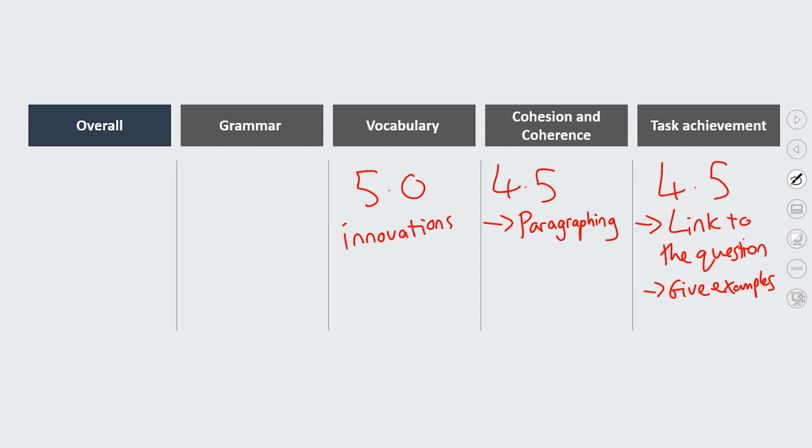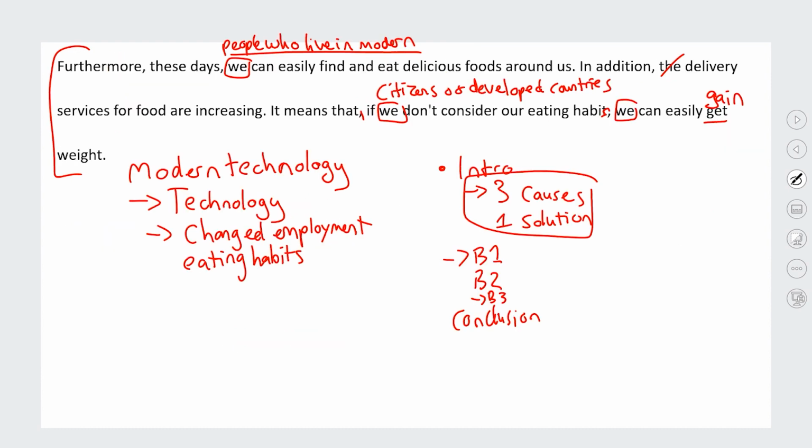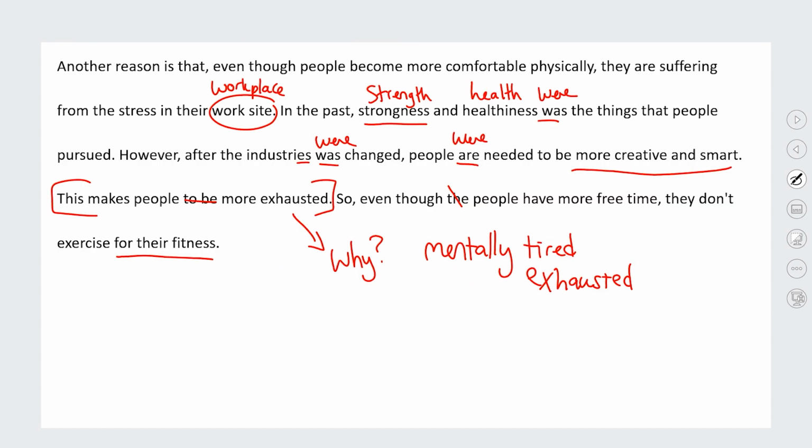And their grammar, I can only give them a 4.5 for their grammar because there's too many short sentences. If you go back and read through what they wrote, I could only find 2 complex sentences in the whole answer. Everything is short, disconnected sentences. There are 2 complex sentences, which I marked down.